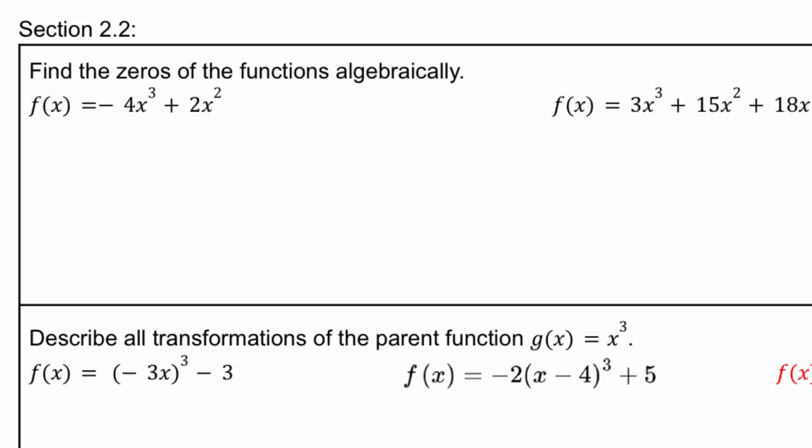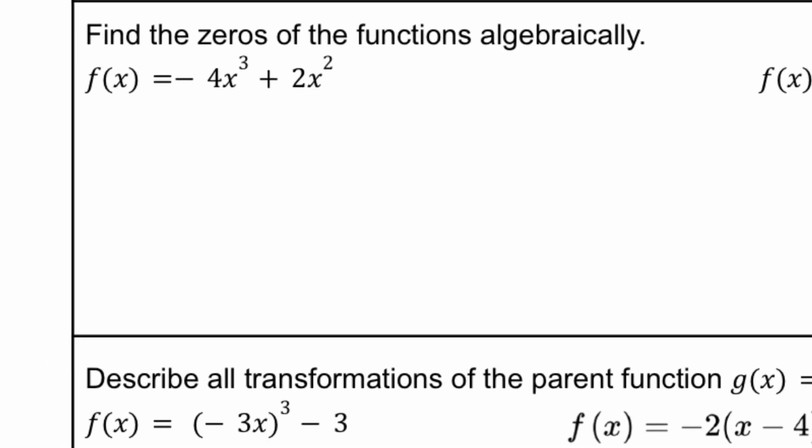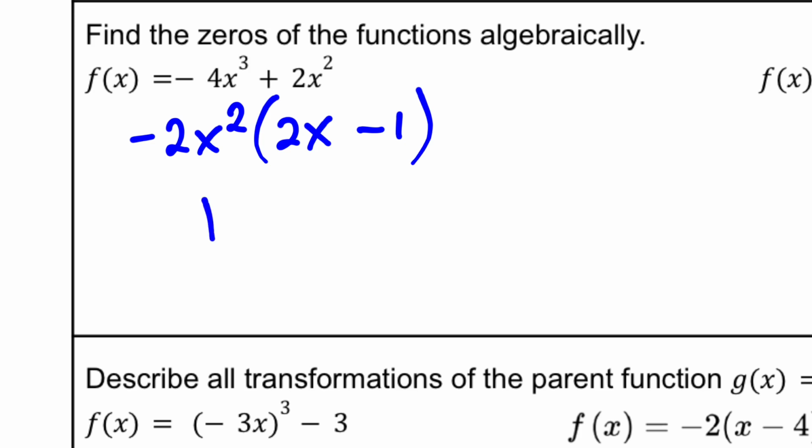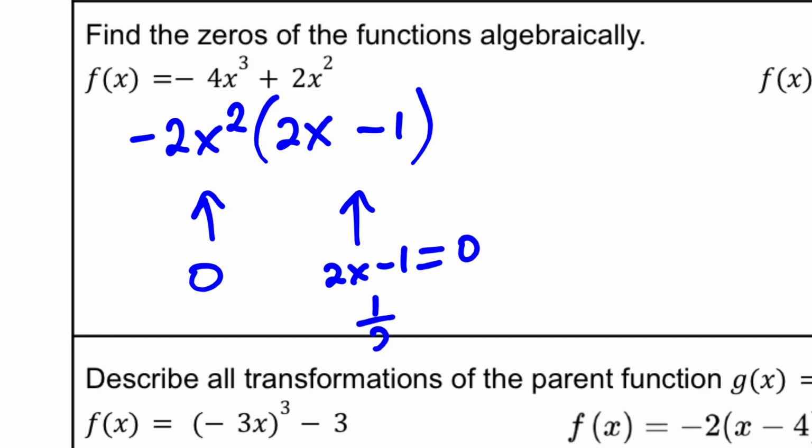We're looking for the greatest common factor here, and negative 2x squared can be factored out, and then we have 2x minus 1. To find the two zeros, this one is 0, and this one, you can set it equal to 0. 2x minus 1 is equal to 0. Add 1, divide by 2. You're looking at 1/2. Those are the zeros.